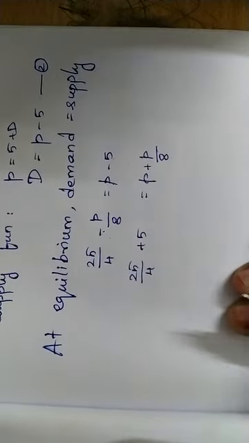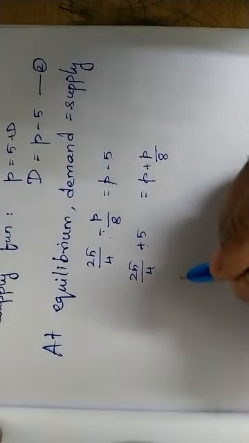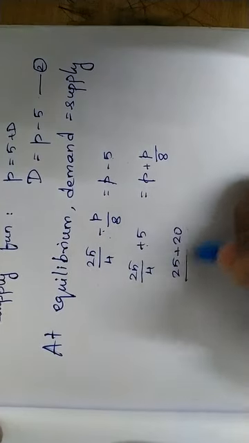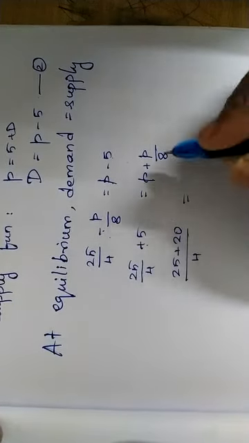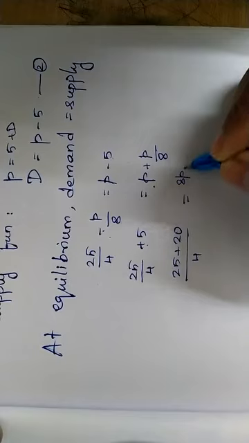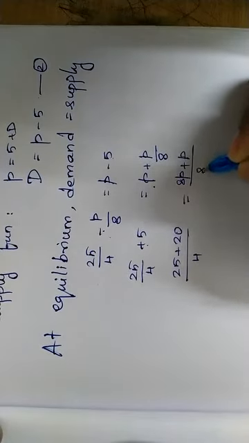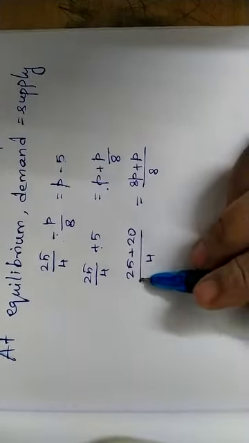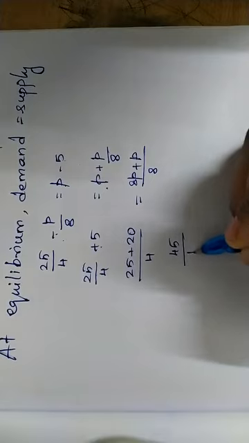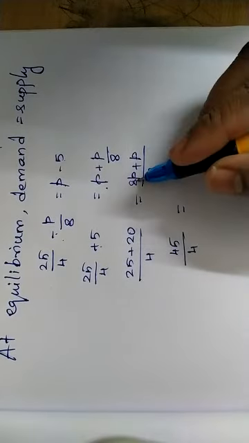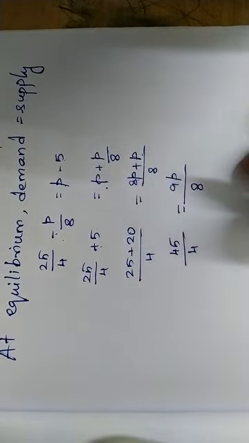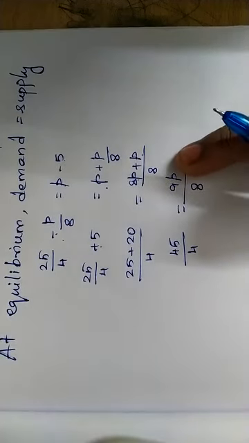Just take LCM on both sides. So 25 plus 5 fours are 20, divided by 4, equals, taking LCM here, 8P plus P divided by 8. So 25 plus 20 is 45 divided by 4 equals 8P plus P, which is 9P divided by 8. We need to find the value of P alone.